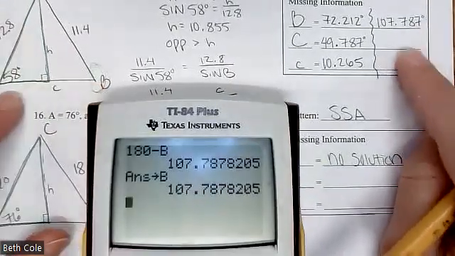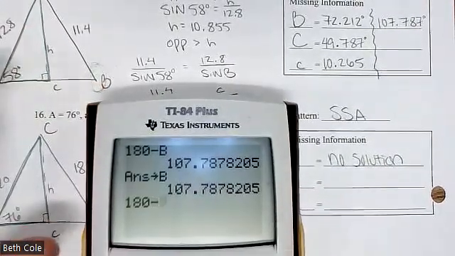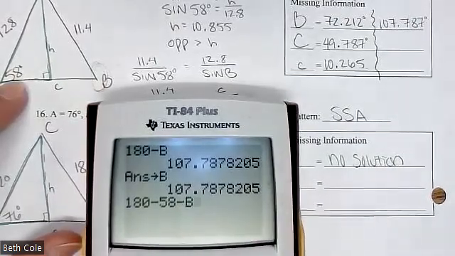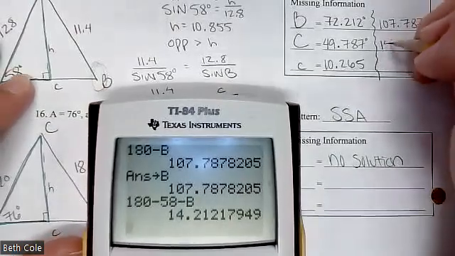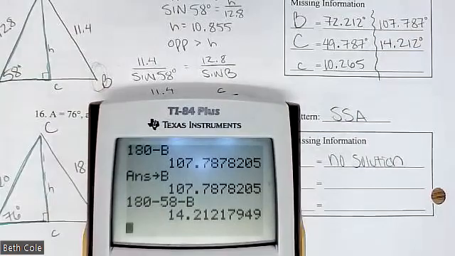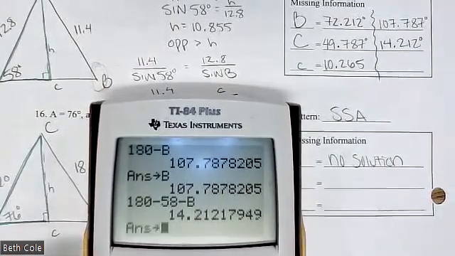And then to get the last angle, it's 180 minus 58 minus alpha B. And you should get a really tiny answer for that one. Do you remember me drawing the triangle and showing you how it's like this tiny little sliver? You should get a small answer. I got 14. Okay, store that as C.